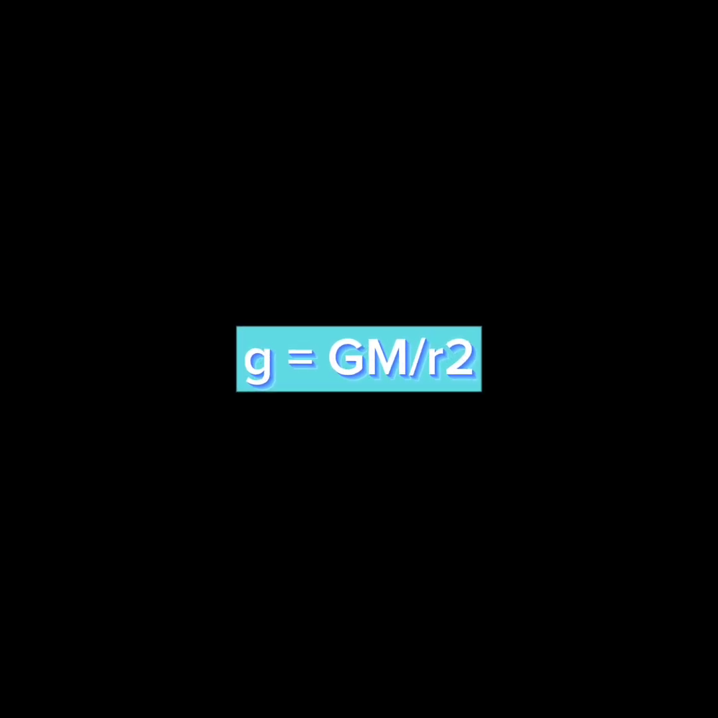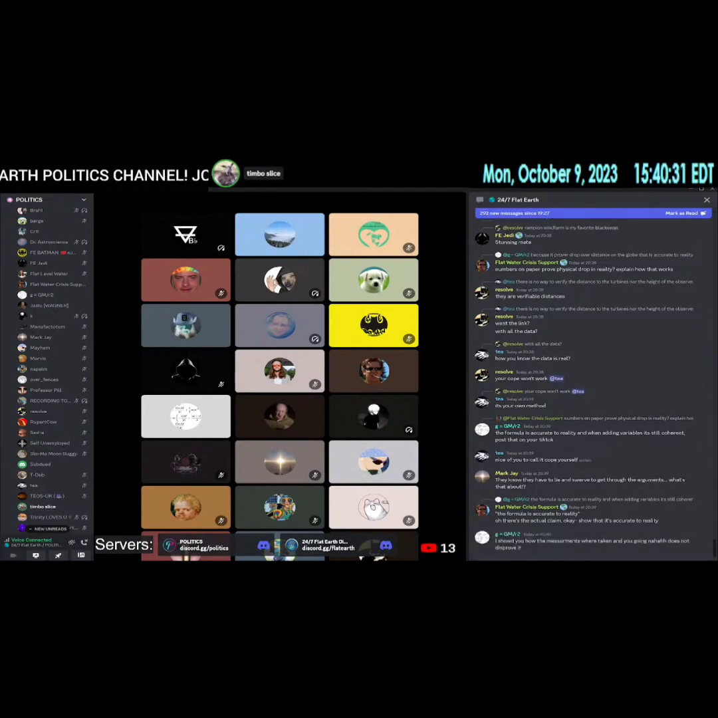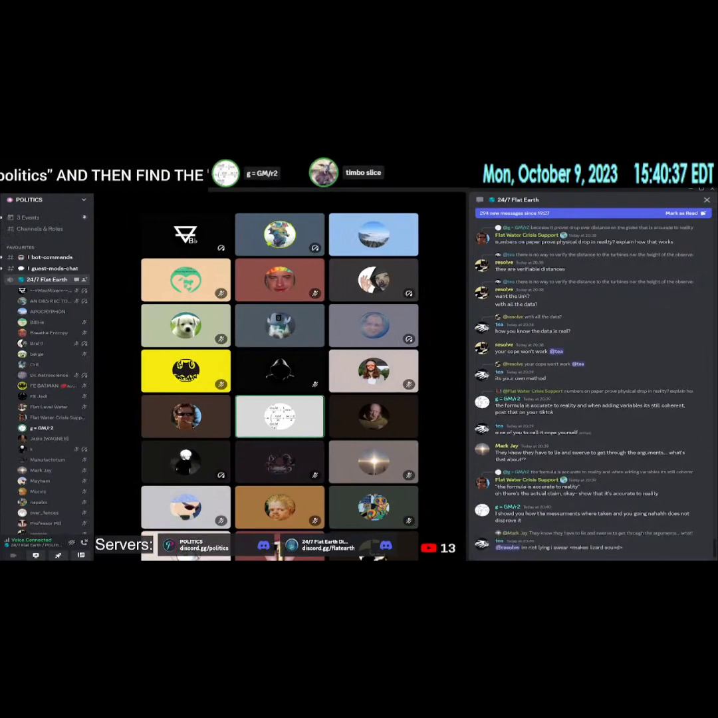Enemy spotted. G equals GM/R². I don't think anyone's ever shown us any engineering that actually shows the curvature of the Earth. I can show you some engineering. Actually, it's pretty simple.